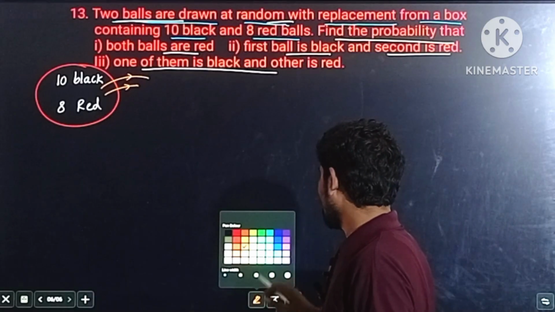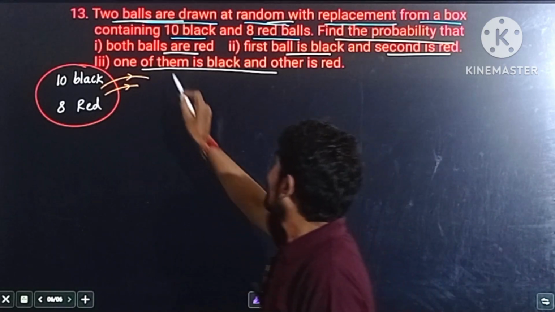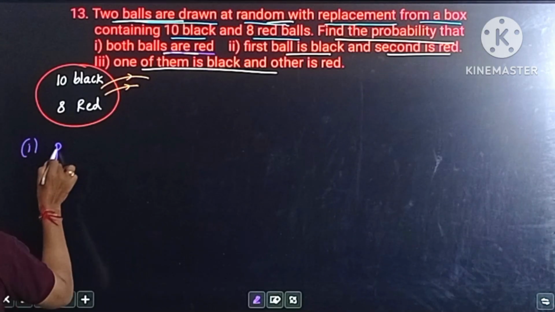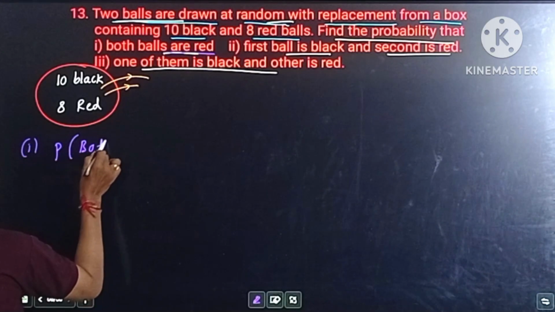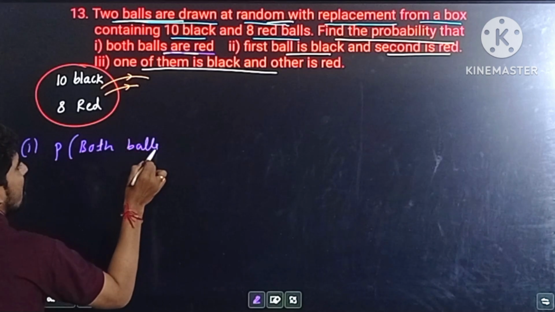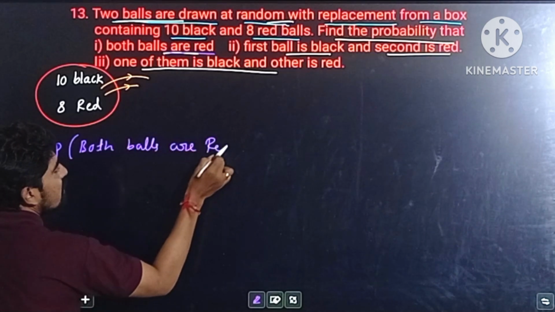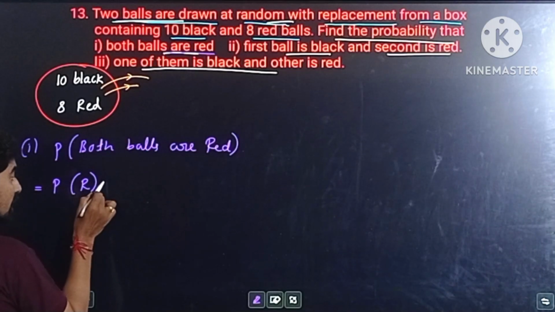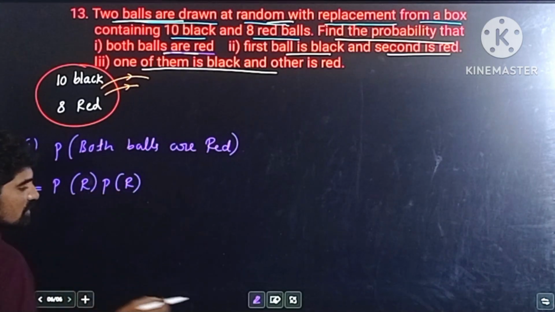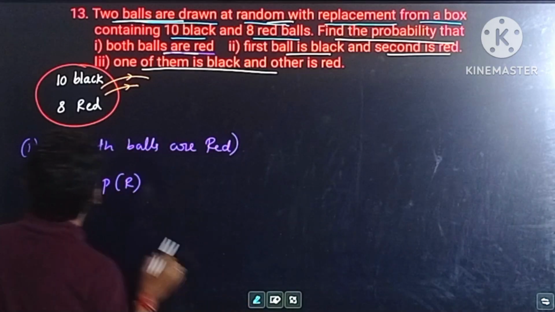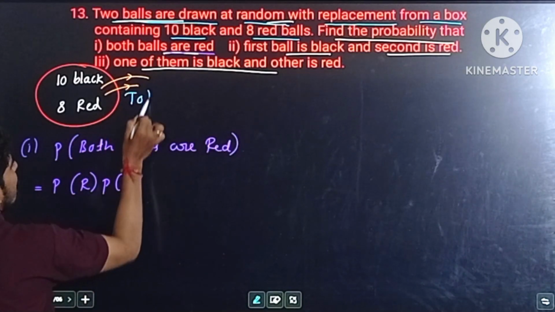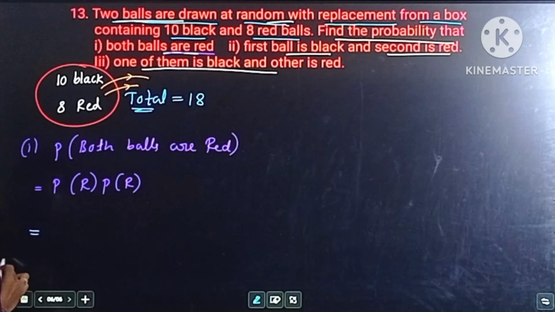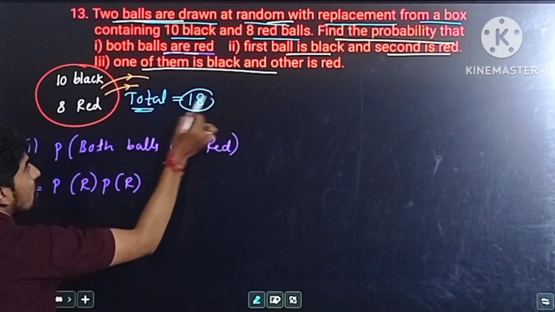And now we need to identify the probability that both balls are red. Now the first question is: probability of getting both drawn balls red. So it means probability of the first red ball and probability of the second red ball. As you know, the total number of balls in the box is equal to 18. Therefore probability of a red ball is 8 red balls out of 18 balls.